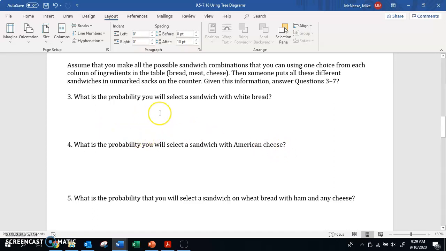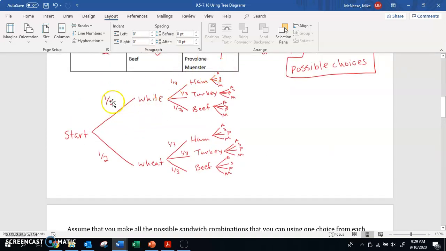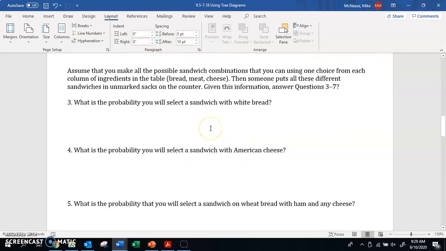First question is, what is the probability you will select a sandwich with white bread? Well, half of these sandwiches are going to have white bread, right? All of these sandwiches up here have white. So out of the 24 possible sandwiches, 12 of them have to have white, right? So 12 out of 24, or 50%.